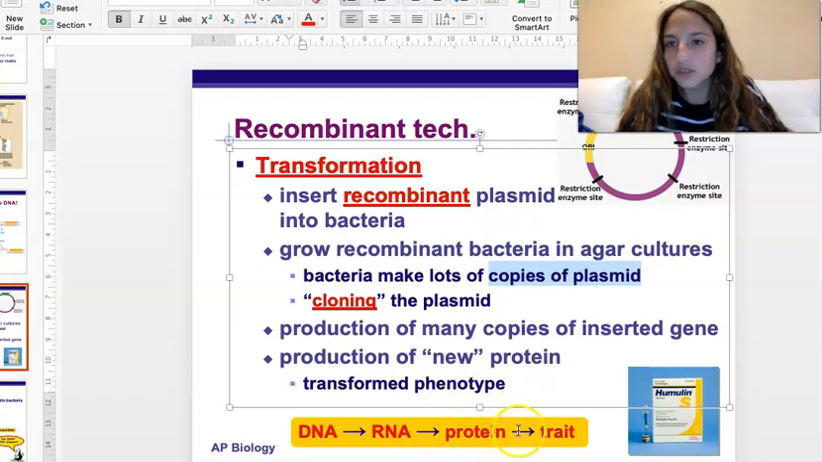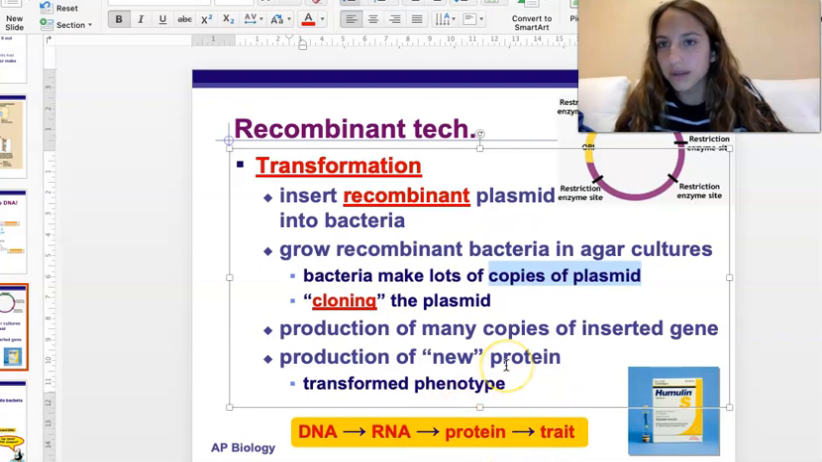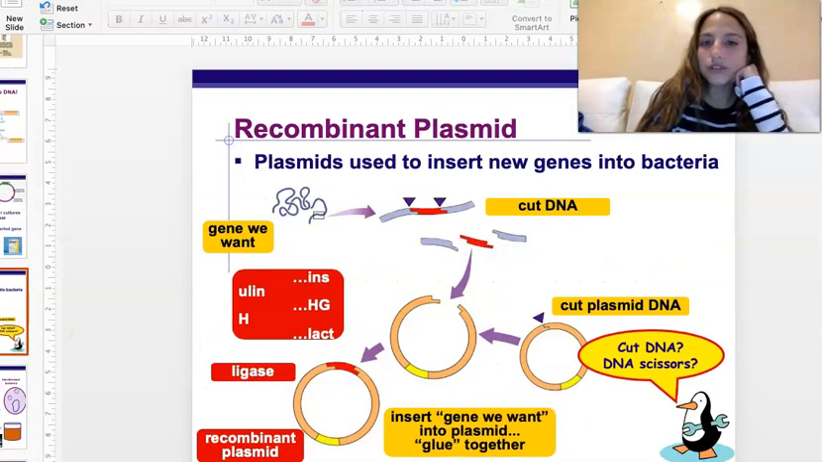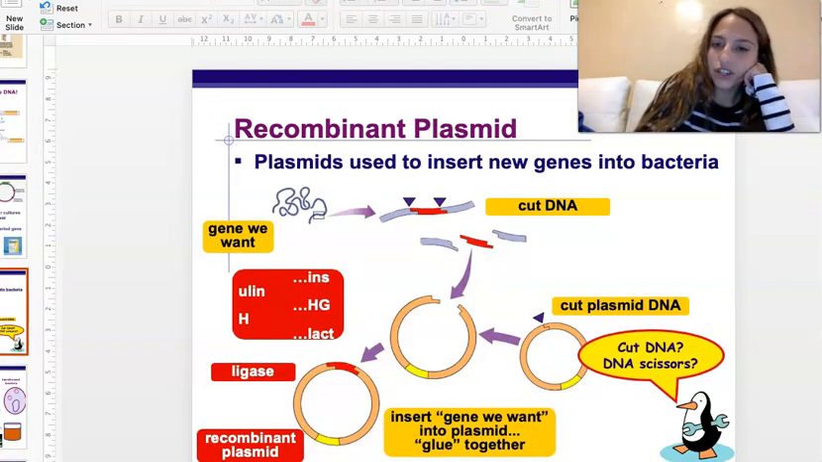Sometimes if we're just doing this for engineering purposes, for engineering insulin, for example, we just want this protein, and then we're going to filter that protein from that bacteria, and we're going to get it to people that have diabetes, for example. Okay, so this is just a very, very brief overview.